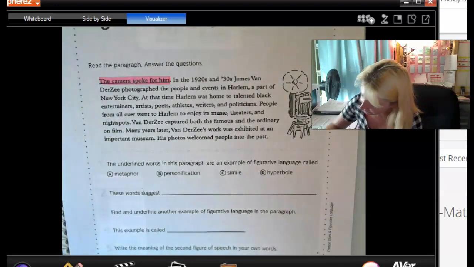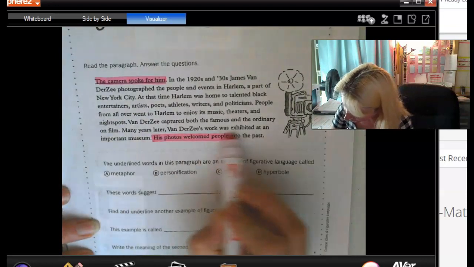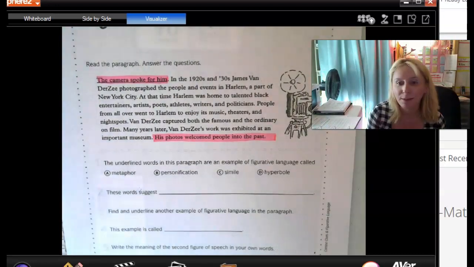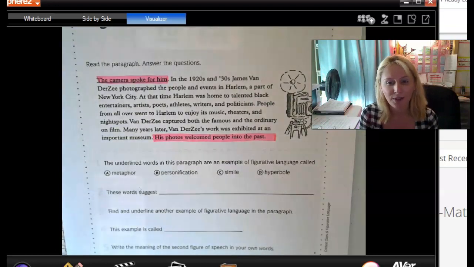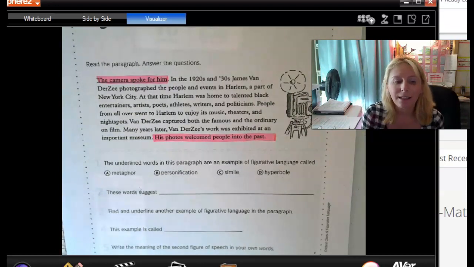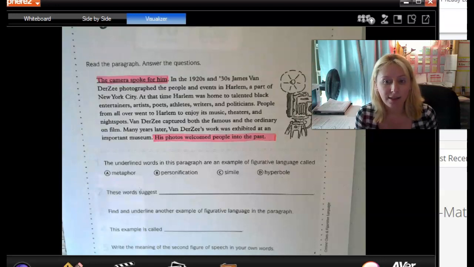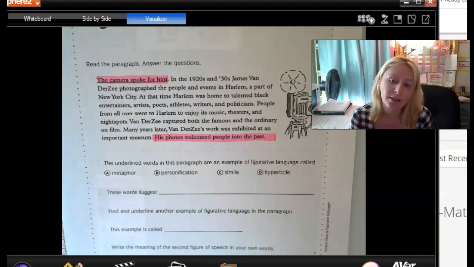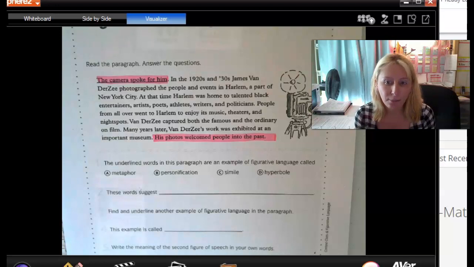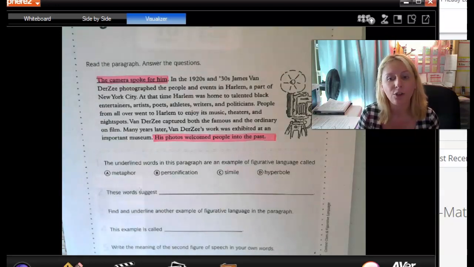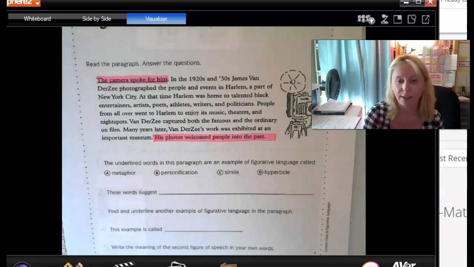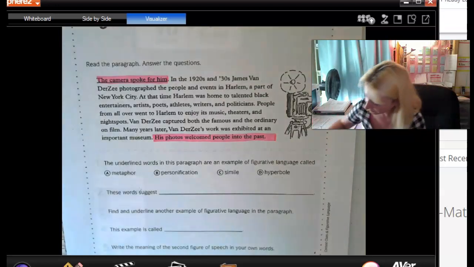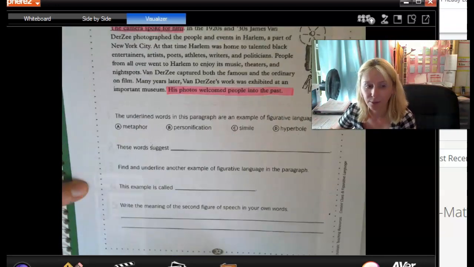Find and underline another example. I'm going to go ahead and do that for you. His photos welcomed people into the past. Photos can't welcome anyone. So what do we call this example? Is it a metaphor, comparing two unlike things without using like or as? Personification, giving human traits to something that's not human? Simile, comparing two unlike things using like or as? Or hyperbole, a really big exaggeration? So that's going to be number 4.